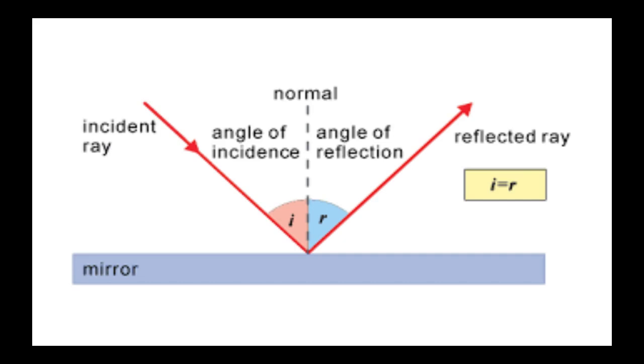The second law of reflection is that the angle of incidence is equal to the angle of reflection. Nothing but in the box we have written on the right side. Could you see i equals r? That is the second law of reflection. The angle of incidence is equal to the angle of reflection.